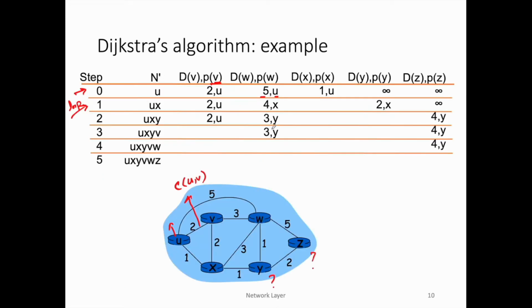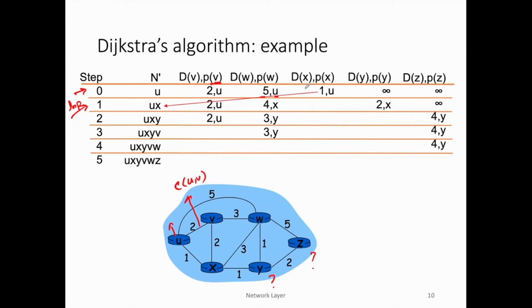So at the moment, we have the cost to reach 3 nodes: we have the cost to reach node v, we have the cost to reach node w, and we have the cost to reach node x. What do you think, which node should be added into N? Yes, you're right. We will add x into N. Why?